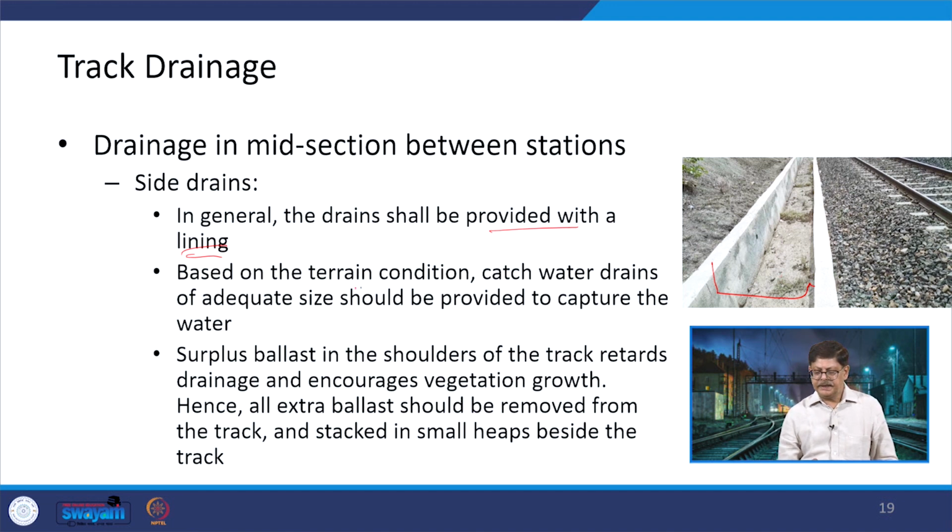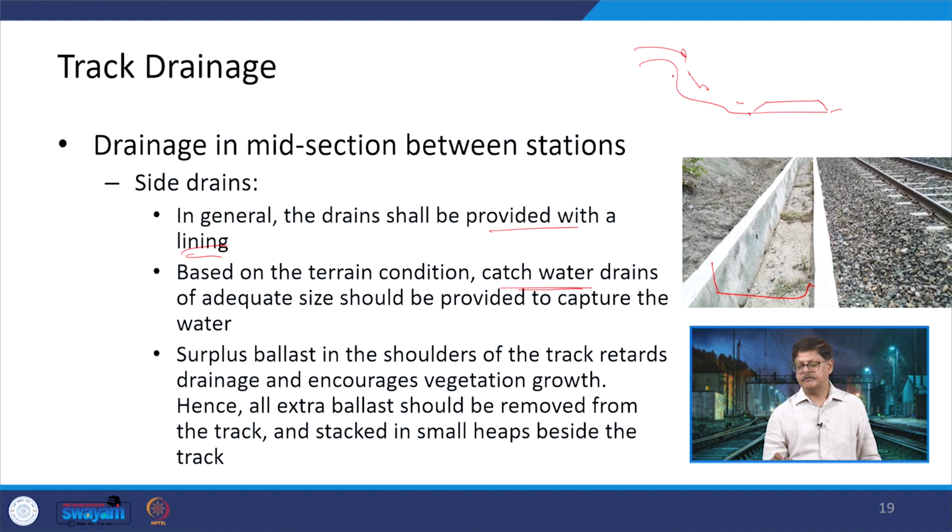Now, based on the terrain conditions, catch water drains of adequate size should be provided. So, if it is an undulating terrain and here the track is provided, the water which is coming to flow from here, it is better if we can catch it at this location. So, that is a catch water drain. So, this water now will not flow to the bottom, and from here it will be taken to an outfall.